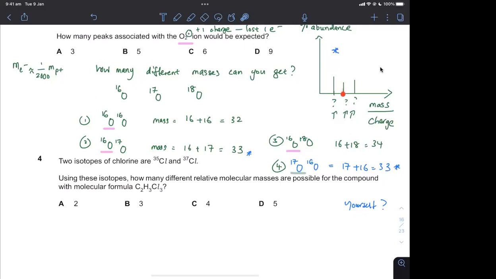If they appear at the same position, you don't see the fourth one, because the fourth one will appear at the same place as that, so you don't see that at all. Okay, and you keep on going. You keep on going. 17 oxygen and 18 oxygens.